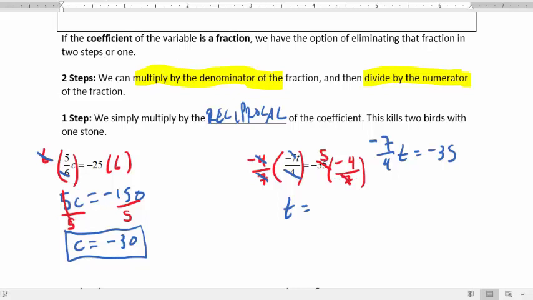35 over 7 is 5, and then you'd have 5 times 4, which is 20. And I had a negative times a negative, so it's going to become a positive. So this is going to be t equals positive 20. So those are the two ways that you can eliminate fraction coefficients: 2 steps, or just 1 step by multiplying by the reciprocal.